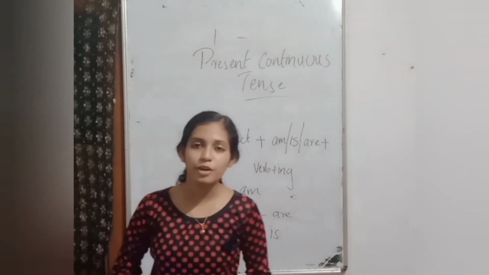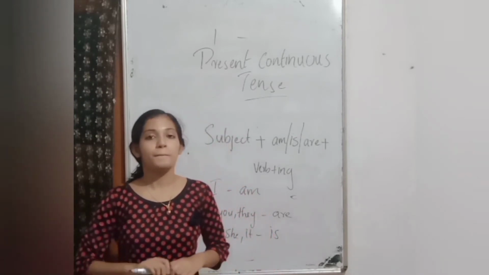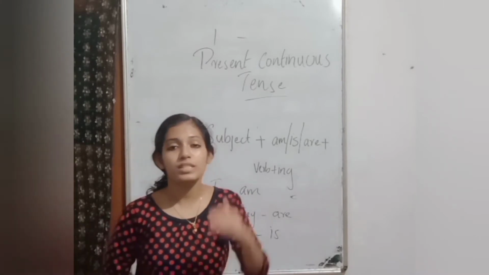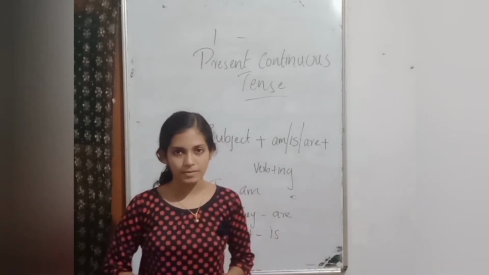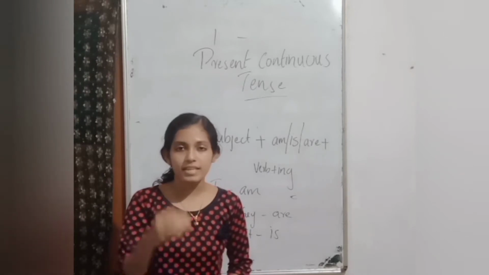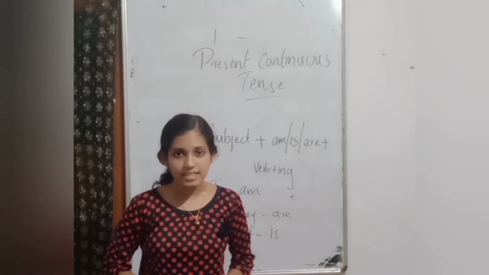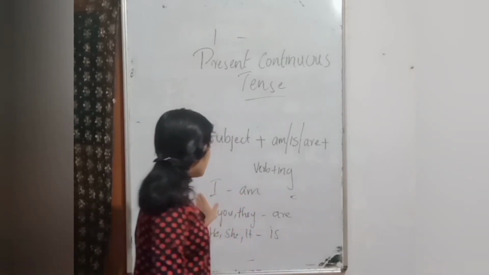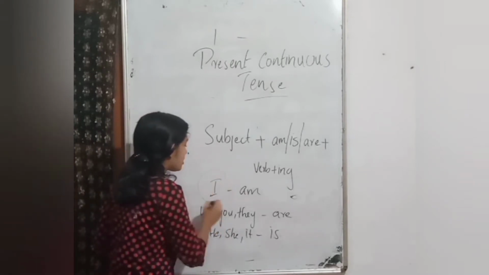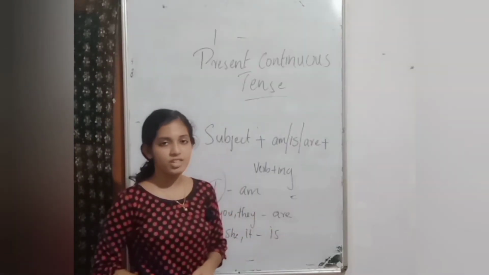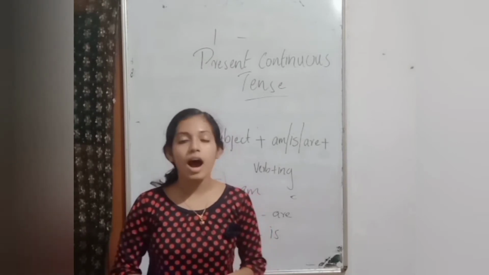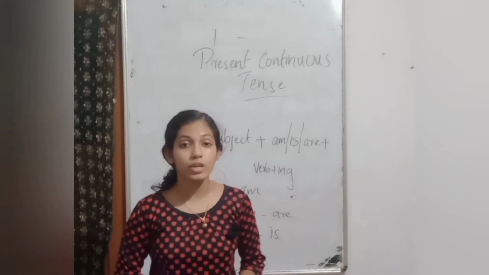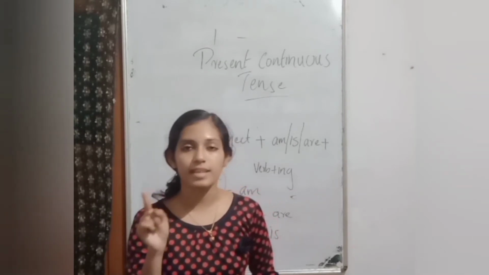So what is the rule for using present continuous tense? Present continuous tense is used to show action which is going on at the time of speaking, at present. She is writing a letter. Now she is writing a letter. So, when the subject is I, am plus verb plus ing. When the subject is we, you, they, are plus verb plus ing. When the subject is he or she or it, we use is plus verb plus ing.